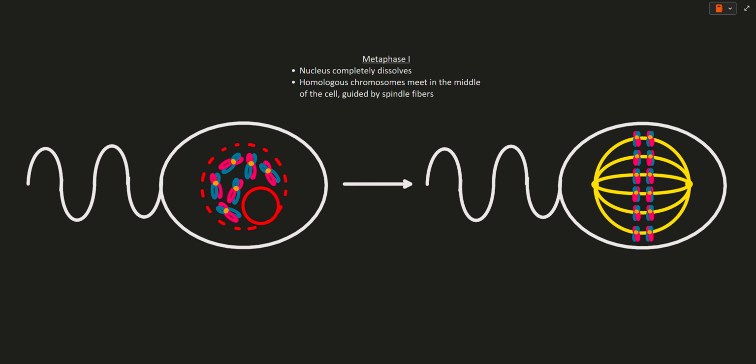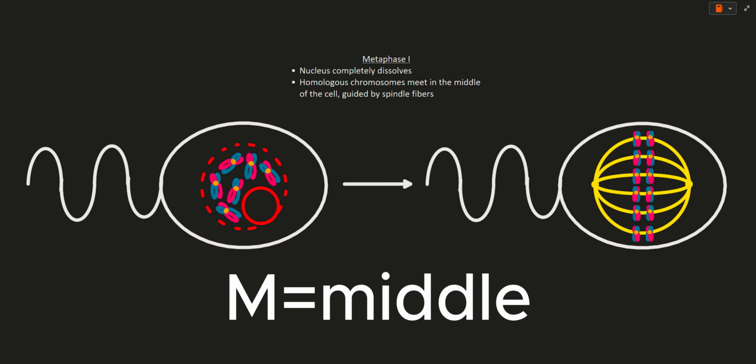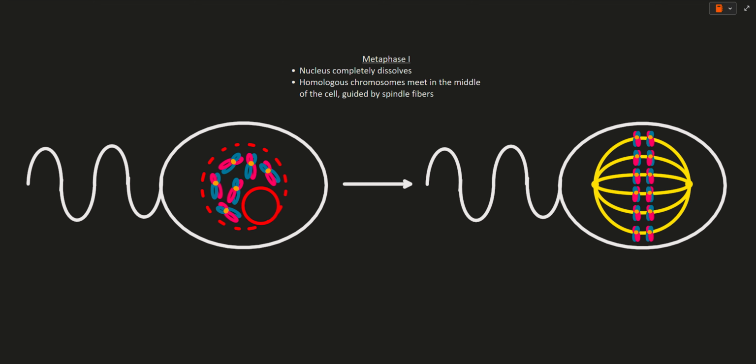An easy way to remember what happens during metaphase is to remember that the M in metaphase stands for middle, because homologous chromosomes pair up and align themselves in the middle of the cell during metaphase 1.